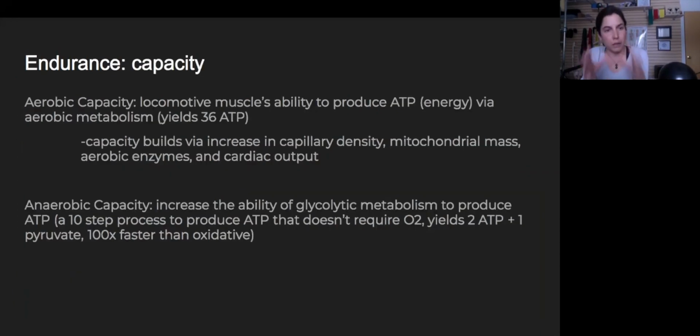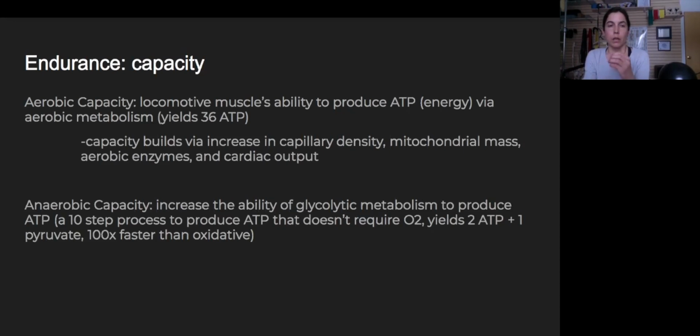So when we're in our capacity training phase, what we're really doing with our aerobic capacity is trying to improve our muscles' ability to produce ATP via the aerobic metabolic pathway. And why is that superior? Well, because it yields a lot of energy. It yields 36 ATP. It yields a lot, but it is slower and it requires oxygen.